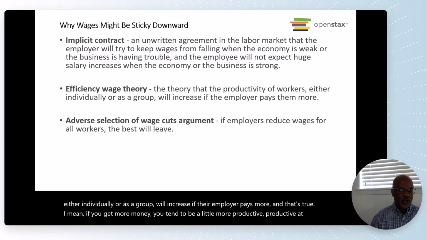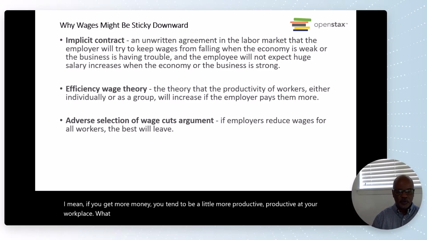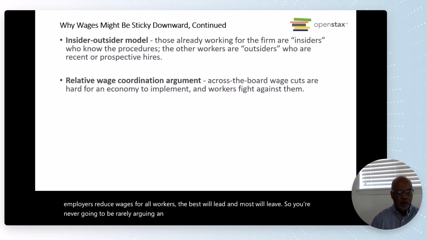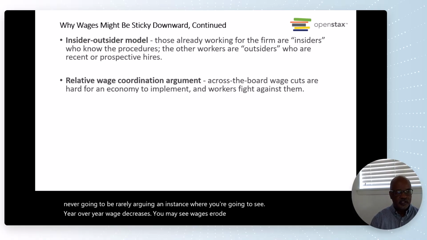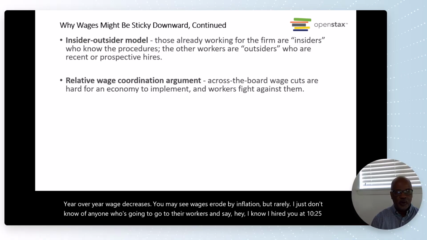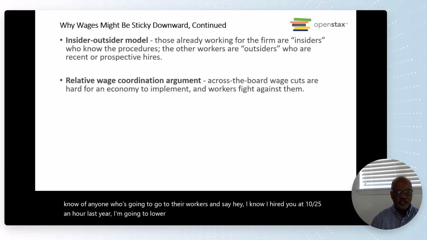What is the adverse selection of wage cuts argument? That means if employers reduce wages for all workers, the best will leave. So rarely are you in an instance where you're going to see year over year wage decreases. You may see wages erode by inflation, but I just don't know of anyone who's going to go to their workers and say, hey, I know I hired you at $10.25 an hour last year, I'm going to lower you to $9.25 this year. That's just not going to happen.